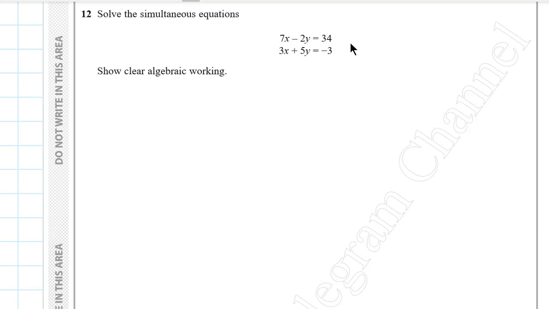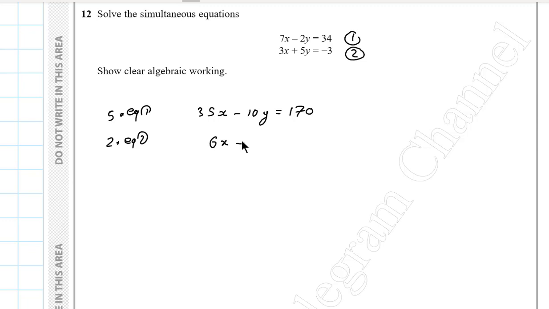Solve the simultaneous equations. I will call this equation number 1 and equation number 2. Look at the coefficients here. I will try to cancel out the y from the two equations. So I will multiply 5 times equation 1 to be 35x minus 10y equals 5 times 34, 17 times 10, 170.